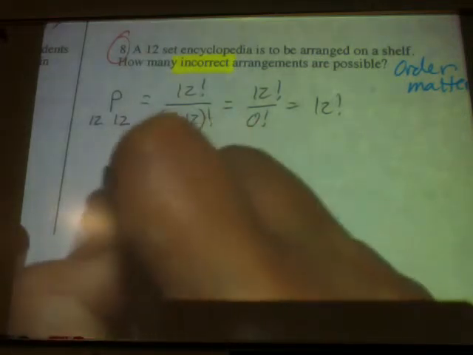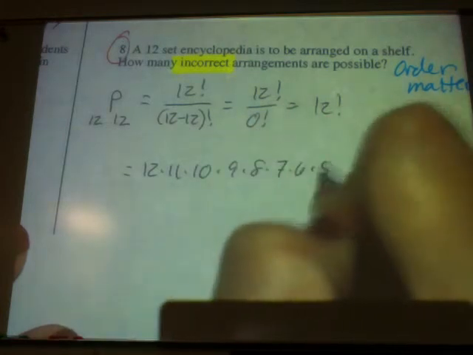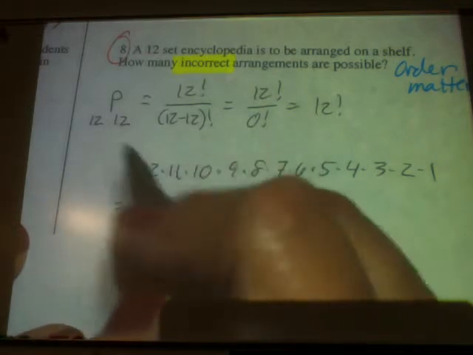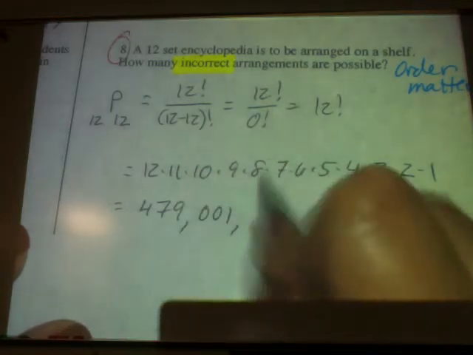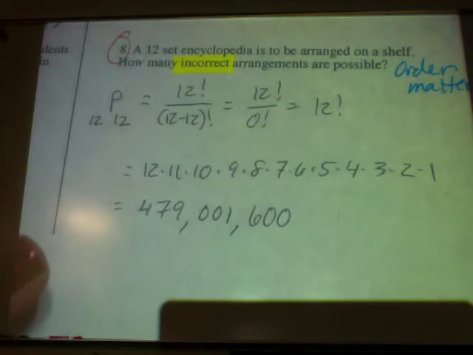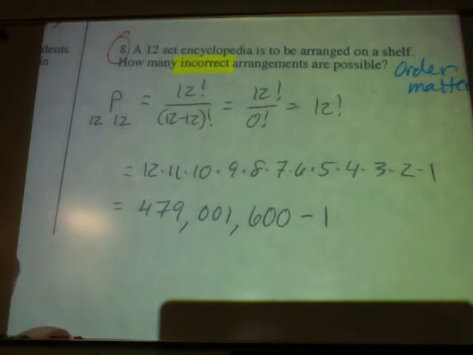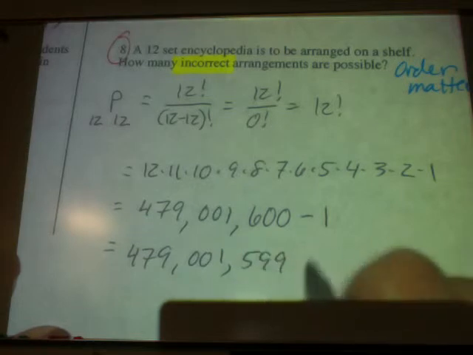So you got to multiply all those together. And once you do that, you get 479,001,600 possibilities. But we are going to subtract out the one correct way, right? And so what's my answer? $599 incorrect arrangements.